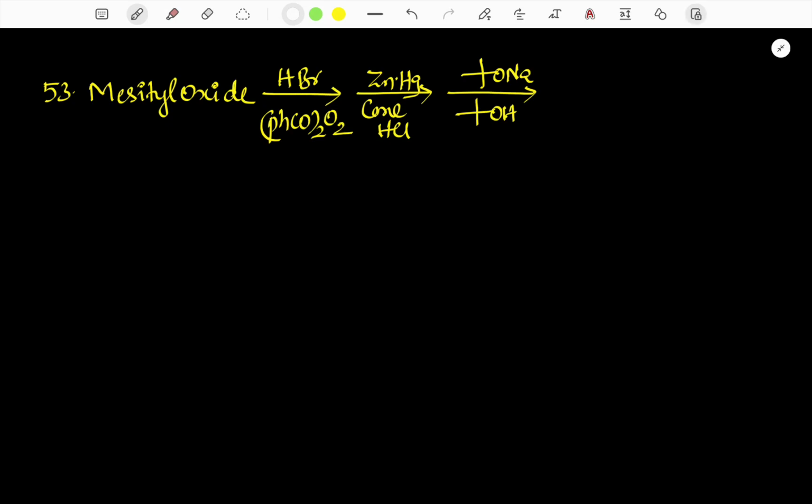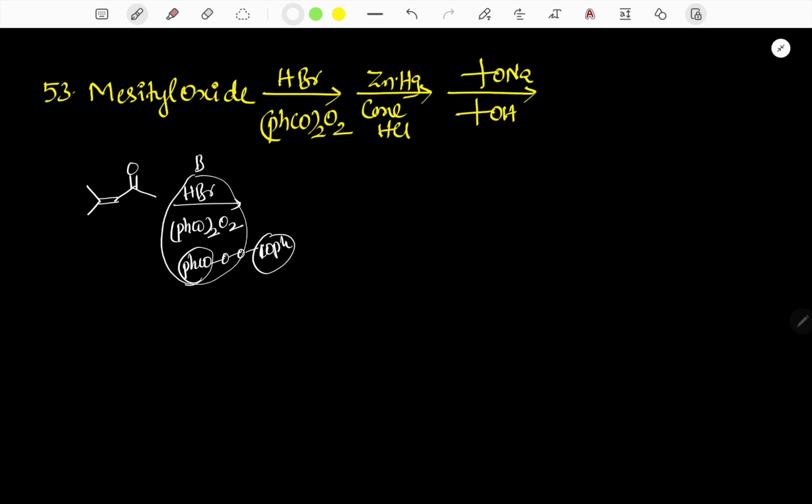The reactant is mesityl oxide. So mesityl oxide structure is like this. When mesityl oxide is treated with HBr in the presence of peroxide, it is benzoyl peroxide, PhCOO-OCOPh. So it is a radical initiator. From HBr and peroxide, we simply get Br radical. So Br radical attacks the alkene and forms a stable radical.